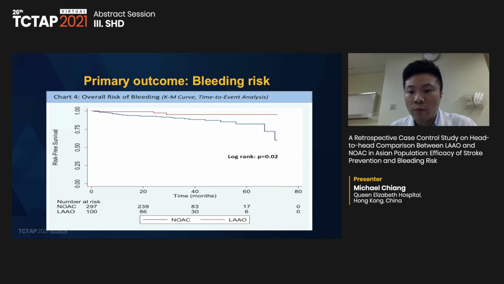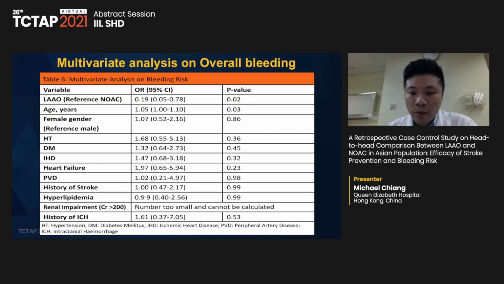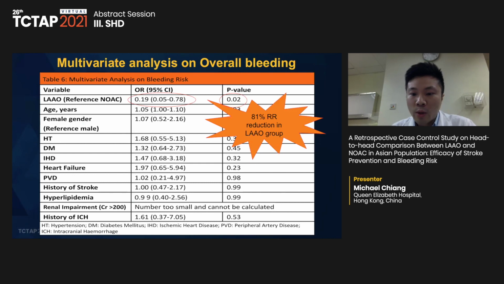Finally, we look into the overall bleeding risk. The LAAO group has a lower overall bleeding risk, and the curve also appeared to diverge with time. We also performed a multivariate analysis on this group of overall bleeding patients, which showed that LAAO significantly decreased the overall bleeding risk, with an odds ratio of 0.19 compared to the NOAC, which translates to an 81% relative reduction in overall bleeding risk.